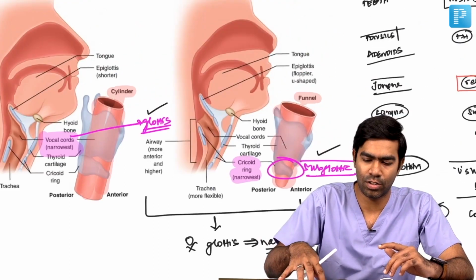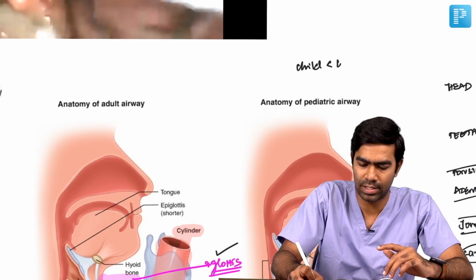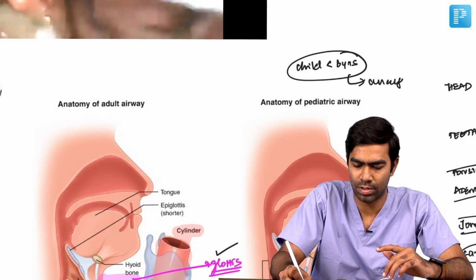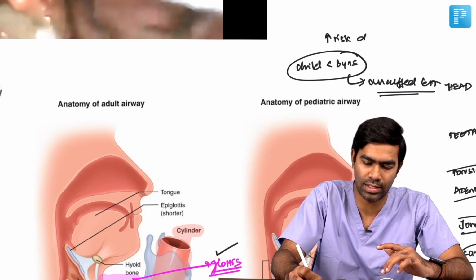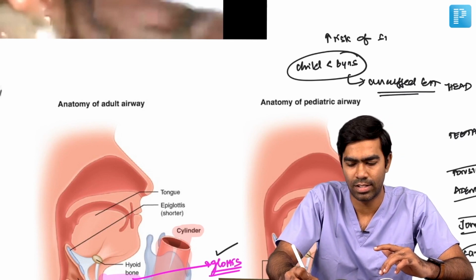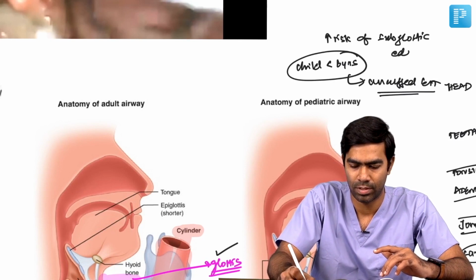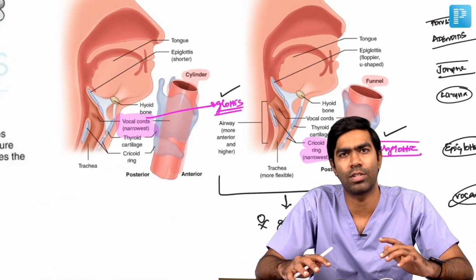Clear? That is also the reason why it's believed that in children less than 6 years of age, we always use uncuffed endotracheal tubes, uncuffed ETTs. The reason is that it's thought that children in this age group, less than 6 years of age, are at high risk of getting subglottic edema because of a very narrow subglottic area. Clear? So these are some of the important points that you have to know.